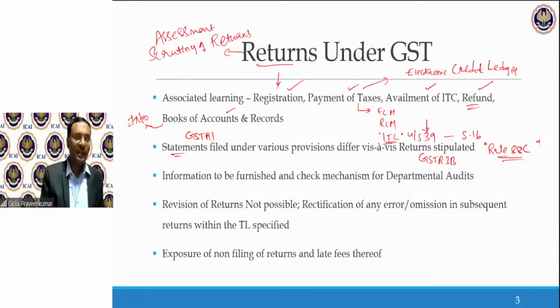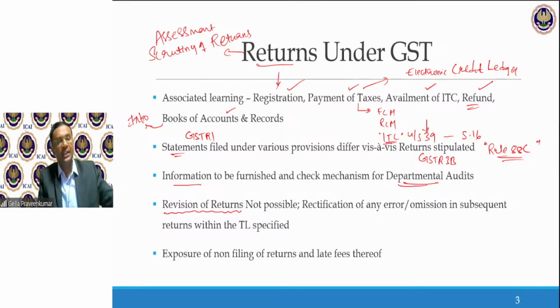Now, while filing GST returns, I'll make you understand what all information we have to fill from the books of accounts and how the GST officer is going to scrutinize this particular information. Another important aspect, revision of returns. Like your income tax return, once you file your IT return, you have a provision to rectify your return. But in GST law, there is no mechanism to revise your return. However, rectification of any error or omission in subsequent returns is permissible. I repeat, I cannot revise a return, but I can rectify the error or omission in subsequent returns.